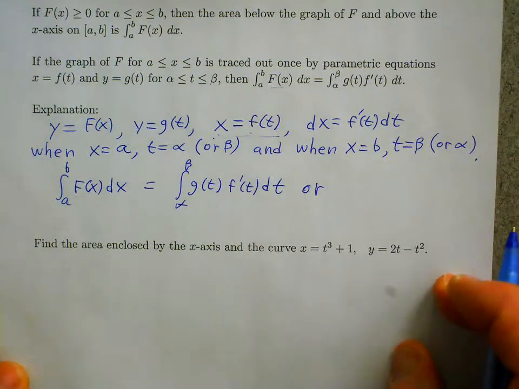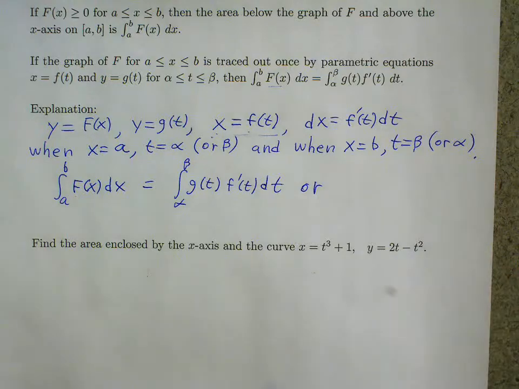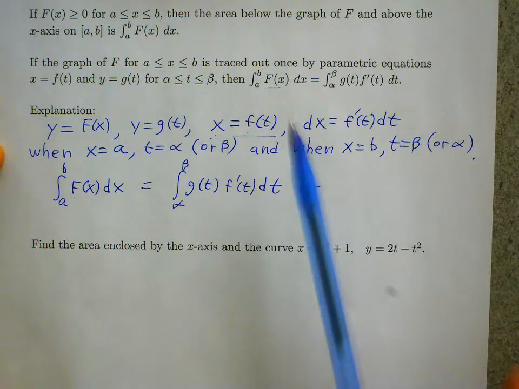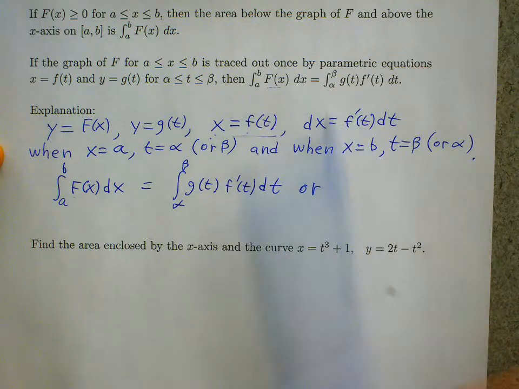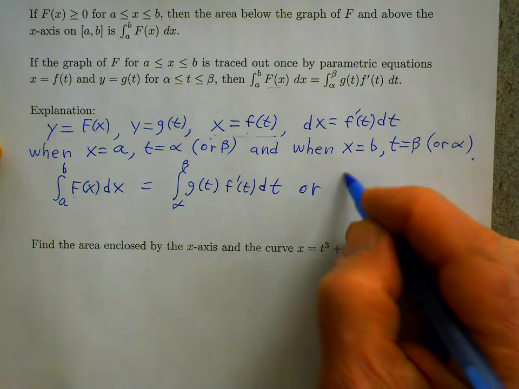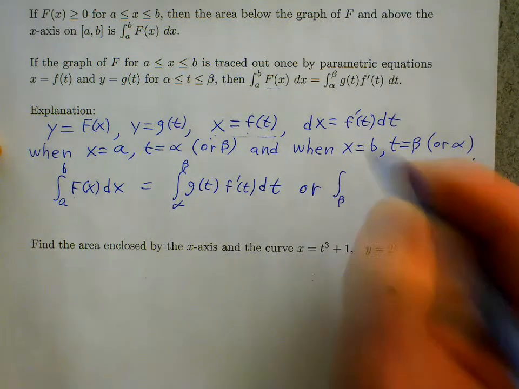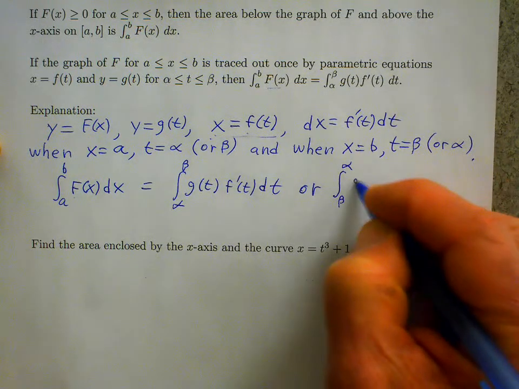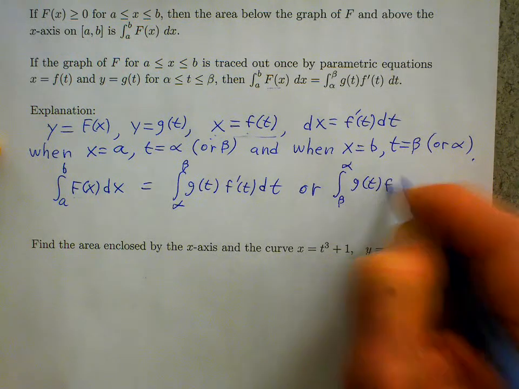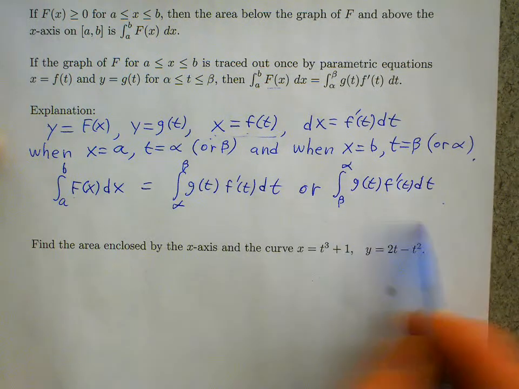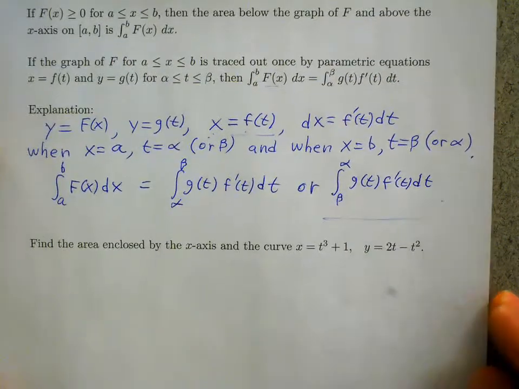But as you will experience if you do enough practice, there will be some cases where a curve is traced out in the reverse order that you might expect. And in those cases, the integral will be from beta to alpha of g of t f prime of t dt. So don't be alarmed if that happens. Just go with the flow.